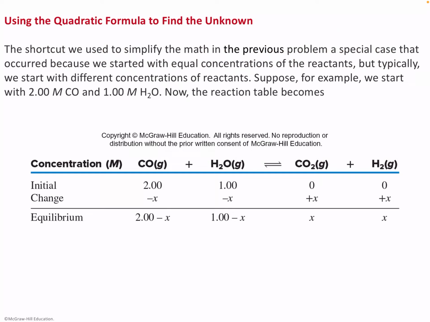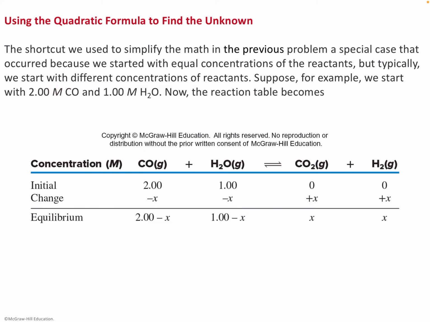Now, using the quadratic formula to find the unknown. Like I mentioned in the previous one, the shortcut we used to simplify the math in the previous problem was a special case. That occurred because we started with equal concentrations of the reactants. Remember, 2. But typically we start with different concentrations of reactants.